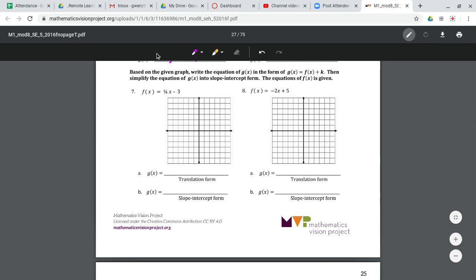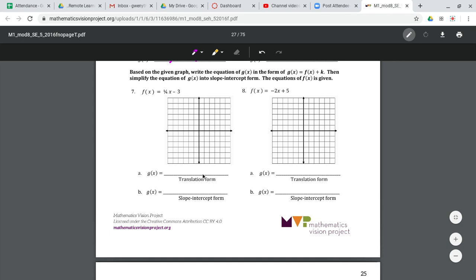All right. The next two, so based on the given graph, write the equation of g of x in the form of g of x equals f of x plus k. Then simplify the equation of g of x into slope-intercept form. The equation of f of x is given. So we have our f of x right here. What you guys get to do now is you're going to write the translation form, and then you're going to write the new equation in slope-intercept form.